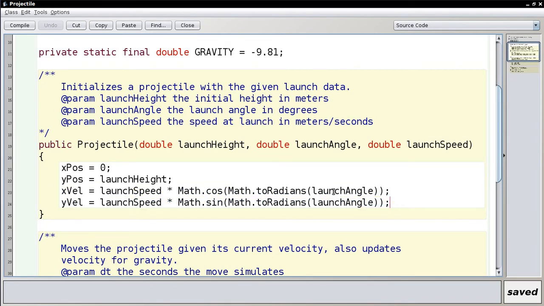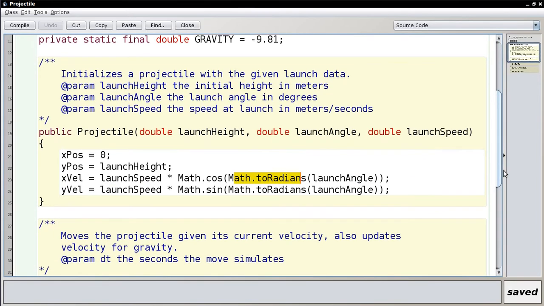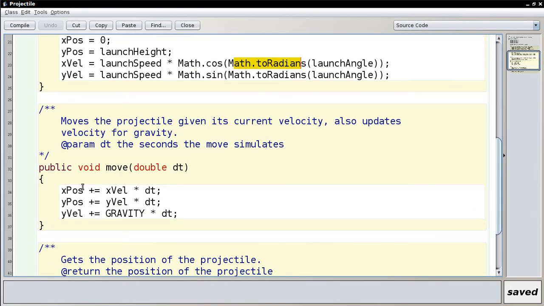The only thing to pay attention to is that in the constructor, unpleasantly enough, the angle was given in degrees, but the math.cos and math.sin functions don't want degrees, they want radians. So you have to do that conversion. Now here's the update. This is exactly from the formula in the problem description, and so is this. Like I said, the x velocity doesn't change.